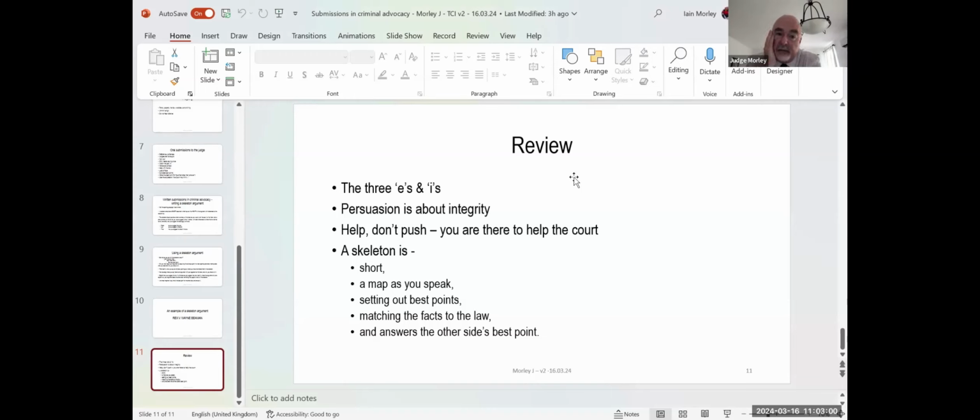Guard your integrity, because persuasion revolves around it. Help, don't push. You're there to help the court. Don't make the judge look daft. And a skeleton is short. It's a map as you speak, setting out the best points, matching the facts to the law, and answering the other side's best points. So now, I hope in what I've done, you've got a pretty good overview as to what a skeleton should look like, a written submission supporting argument in a criminal case.